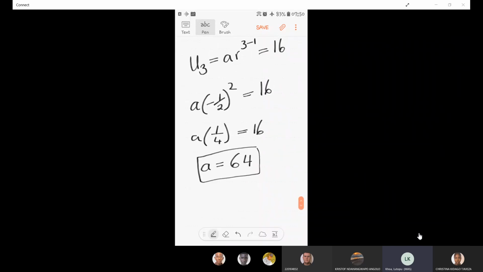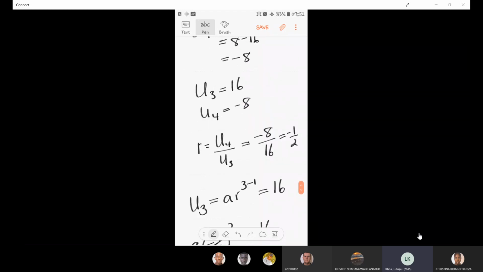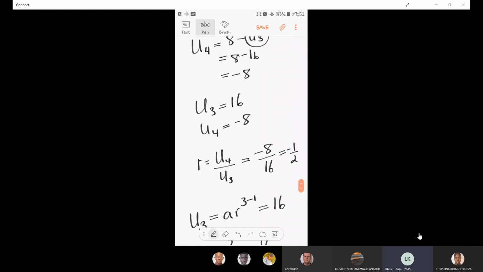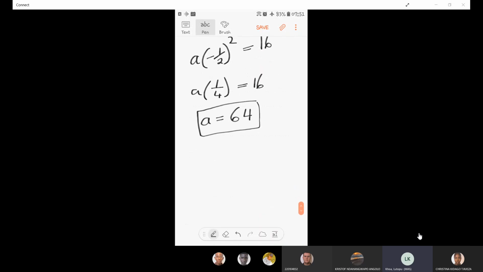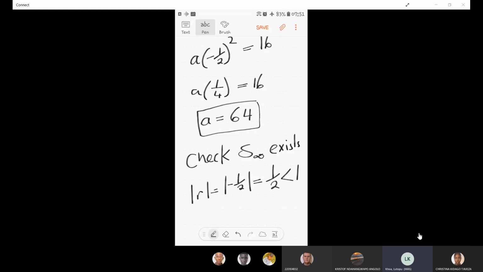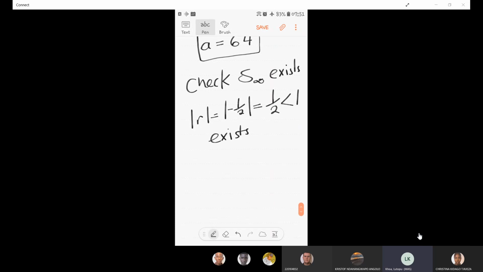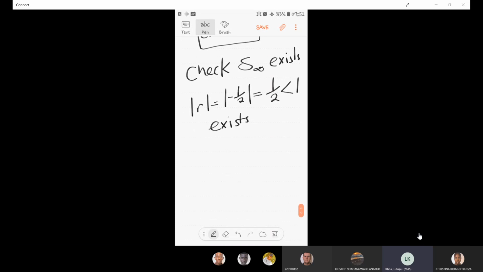it's over here, I can now check if S infinity exists. So the check is the absolute value of r. This is the absolute value of minus a half, which is just a half, and this is less than 1, so it exists. Okay, now because it exists, I can work it out.